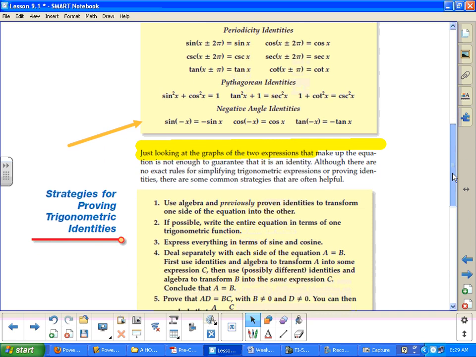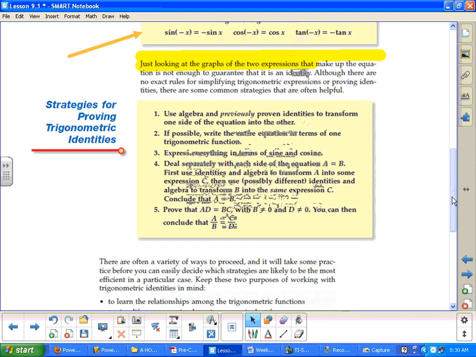Now, if we look at the graphs of identities, we can say, okay, yes, maybe they're true, maybe they're not true, but at least we have a good idea. Graphically, we can say definitely not, but graphically we can't say for sure. Okay, we would have to prove it. So we're going to look at some strategies then for proving trig identities.